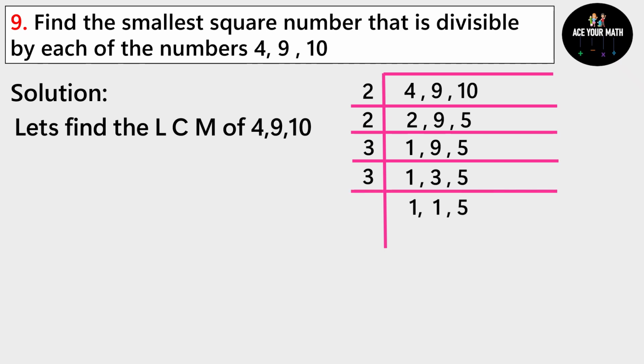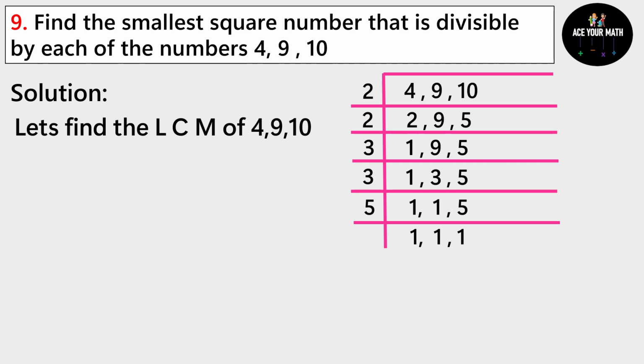Again divide it by 3. So 3 ones are 3. In place of 3 you will get 1. But 5 will remain as it is because 5 is not divisible by 3. Now at the end only 5 is left. So you divide this whole term by 5 and you will get 1 at the end.